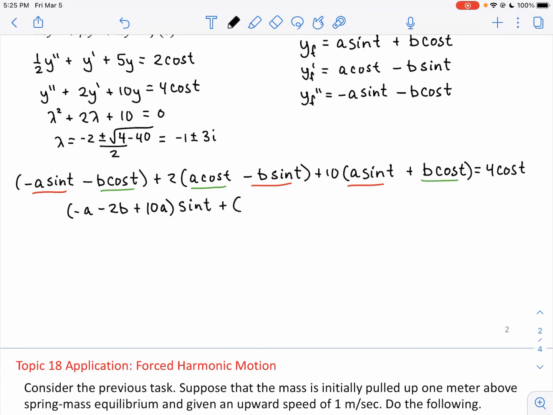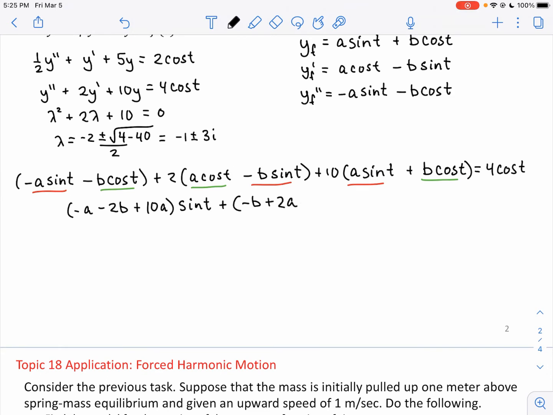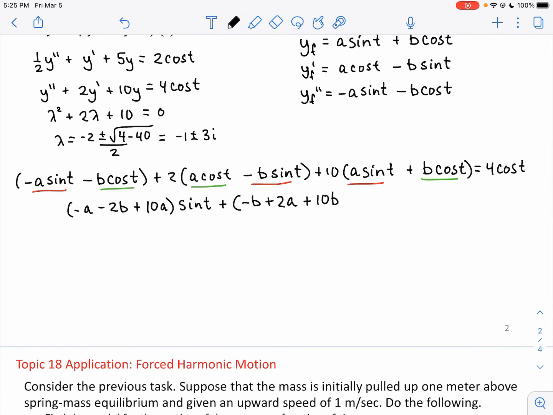Plus, now let's do the greens. We have negative b to start, plus 2a, distributing the 2, and then plus 10b, distributing the 10. All of that is times cosine of t, and this has to equal 4 cosine t.